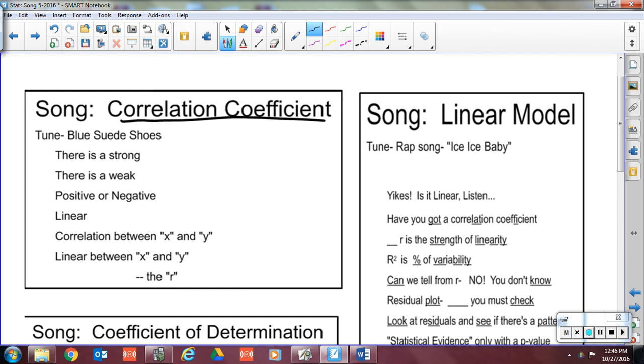Let's take a look at the words that go with this. There is a strong or there is a weak, positive or negative, linear correlation between X and Y. Linear between X and Y.